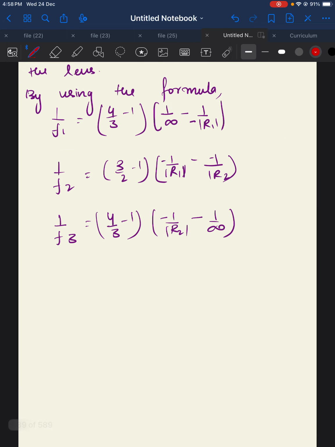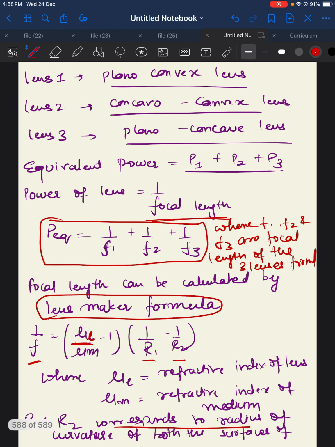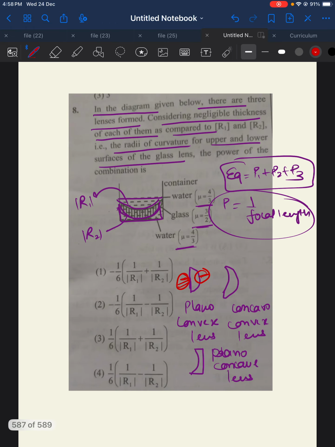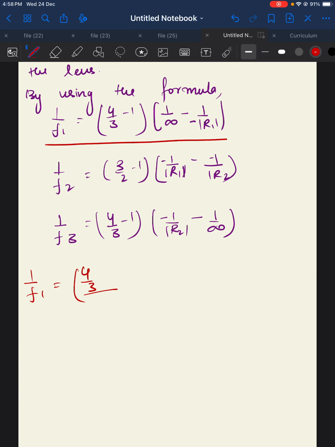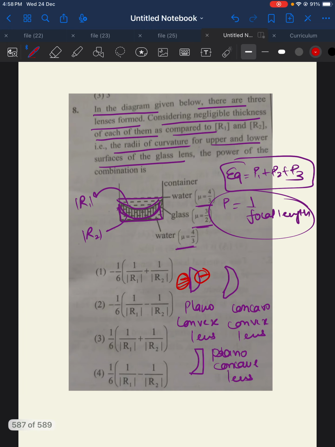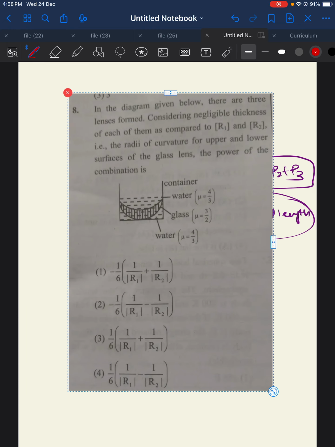Okay, now we will find out the individual focal lengths of the three lenses. By using the lens maker formula, the focal length of the first lens will be 1/f1 equals μl, the lens. What is the μl given for the first lens? It is 4/3, divided by μm. Now if you see, all the three lenses have their own medium, right?